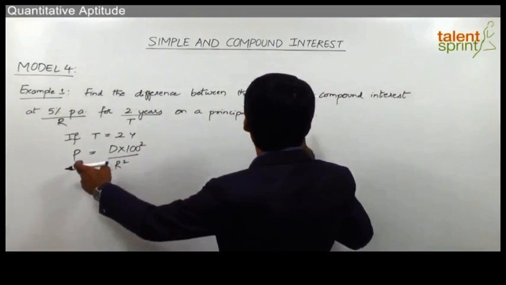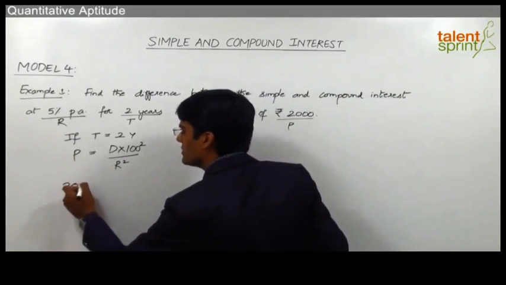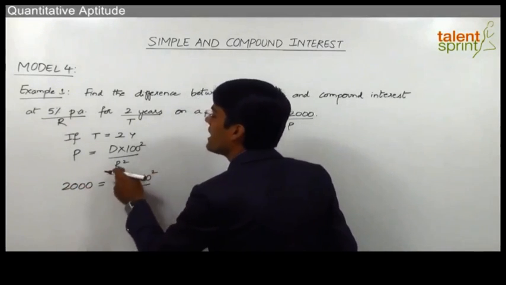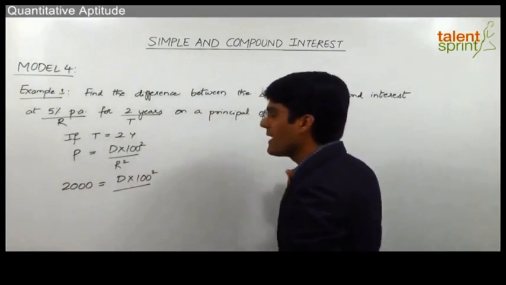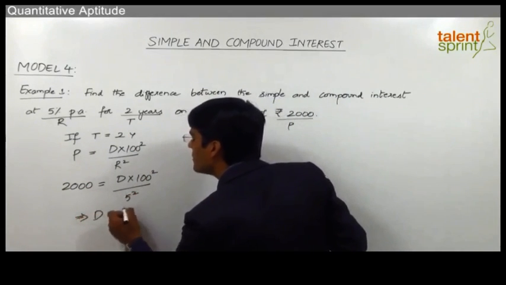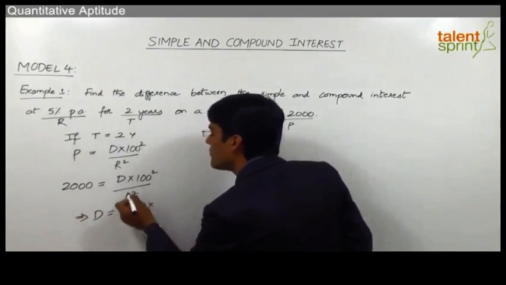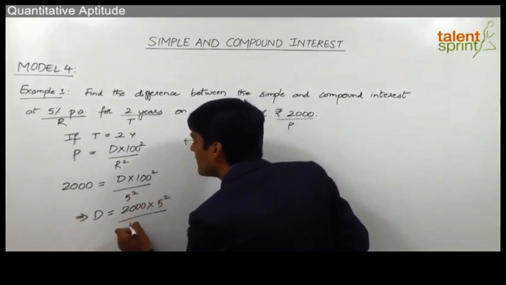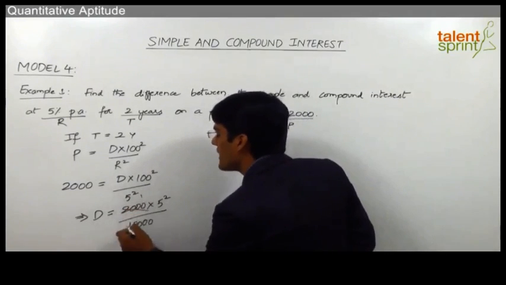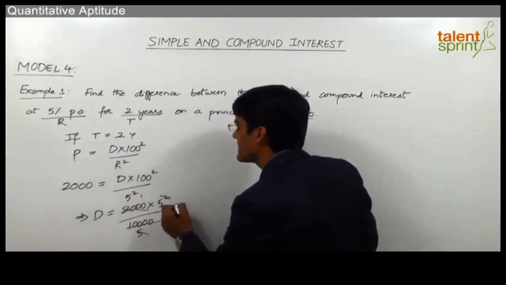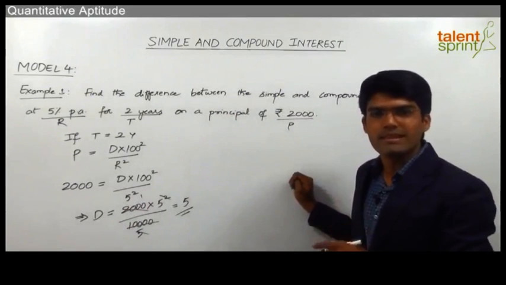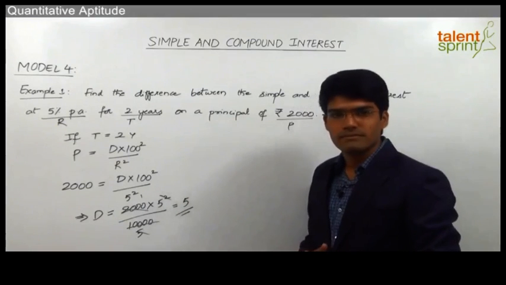So we know that principal is equal to 2000. So this 2000 should be equal to d into 100 squared divided by r squared. R is nothing but 5 here. So 5 squared. So from this, the difference d can be taken as 2000 into 5 squared divided by 100 squared. 100 squared is nothing but 10,000. Now 2000 goes 5 times. And 5 and 5 gets cancelled. So we can say that the difference between simple interest and compound interest in this case will be rupees 5.